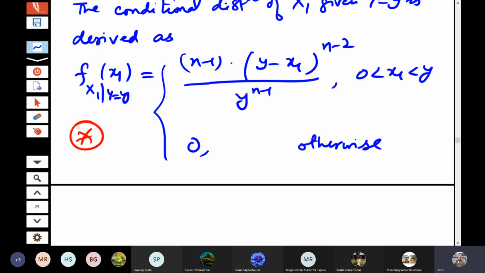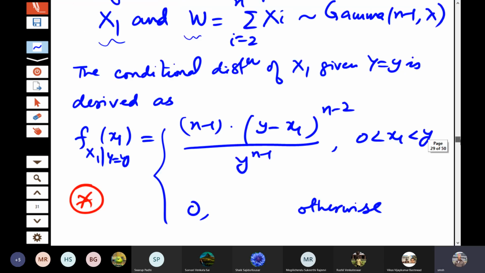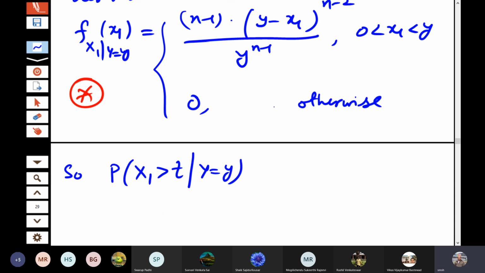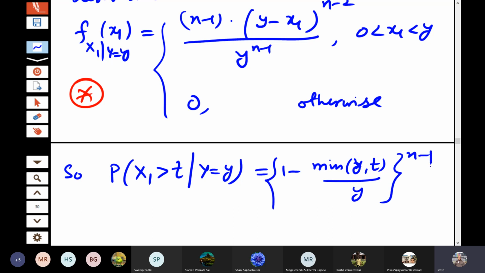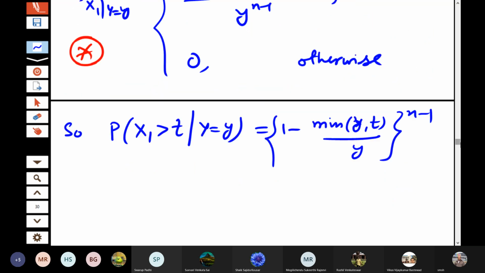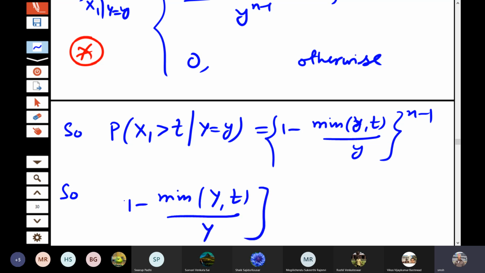So now once you have this distribution, you have to just calculate the conditional probability, X1 greater than t given Y is equal to y. That is obtained just by integrating this. Of course you have to remember here x1 is greater than t, so t cannot go beyond y, so it will become 1 minus minimum of y and t divided by y to the power n minus 1. So 1 minus minimum of y and t by y, whole to the power n minus 1, is the UMVUE of the reliability function.